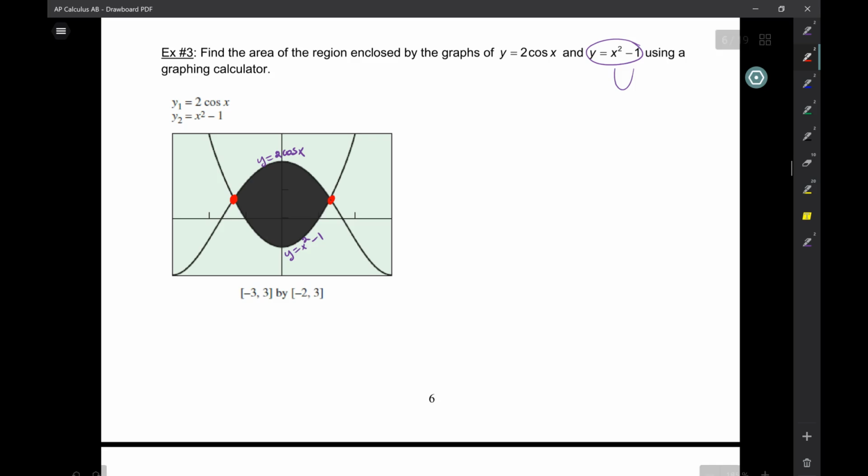For this one, points of intersection using the calculator. Okay?